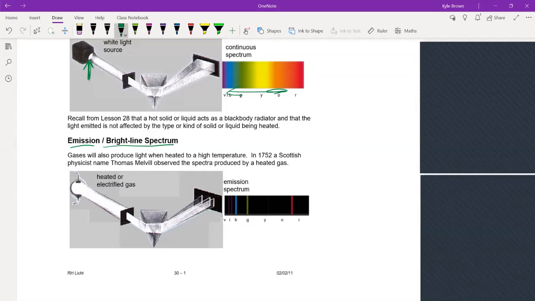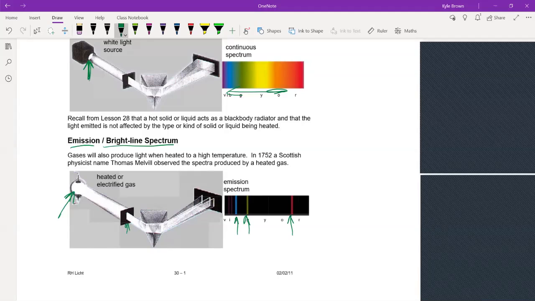Now what's happening is we've got some heated or electrified gas, maybe like neon or hydrogen, in this container, and then we heat that up. Well, that actually looks different. We send it through a slit, we bend the light, but on the other side we don't get a continuous spectrum. We get these bright lines.